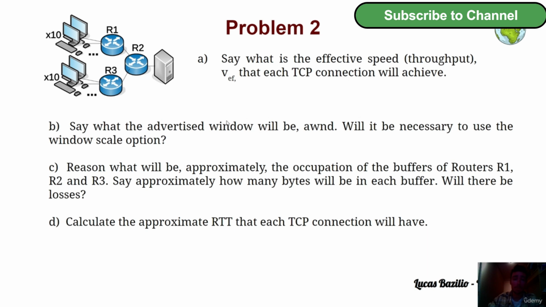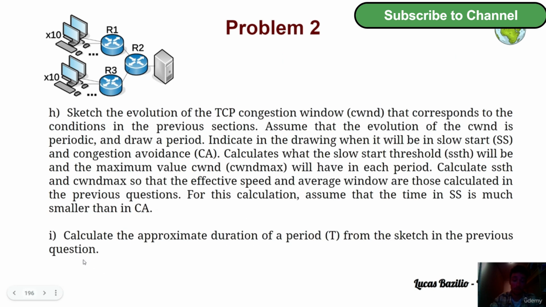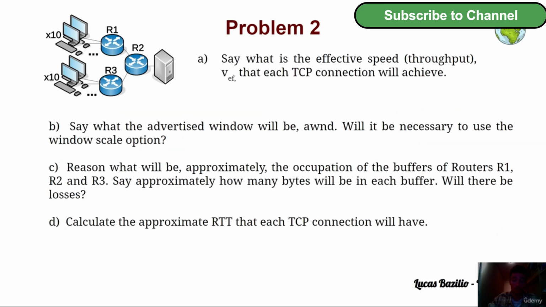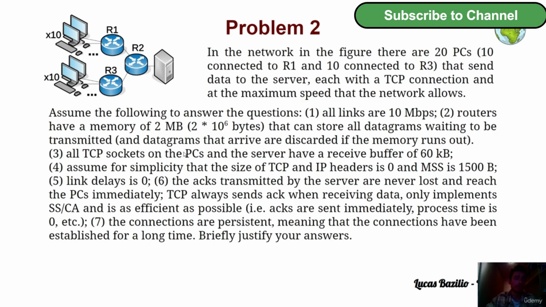In this problem 2, we have a collection of questions from question A until question G, together with H and I. In this lecture, we are only going to solve question A. Question A states: what is the effective speed, that is the throughput, that each TCP connection will achieve? This effective velocity, VF, is what we need to calculate. The velocity is the same as the speed that each TCP connection will achieve. This question is very simple.